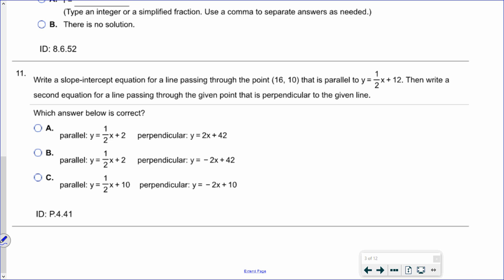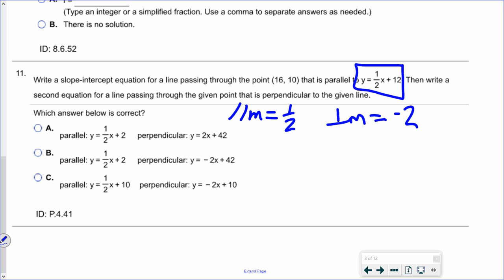When I say that, I need you to look at this and say, okay, I want parallel lines and perpendicular lines. The parallel slope is going to be the same. The perpendicular slope is going to be the negative reciprocal. Based upon that information, what can I eliminate? I can eliminate the first option. Do we all understand that?